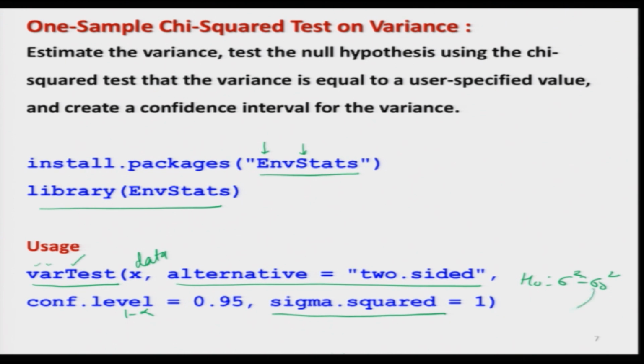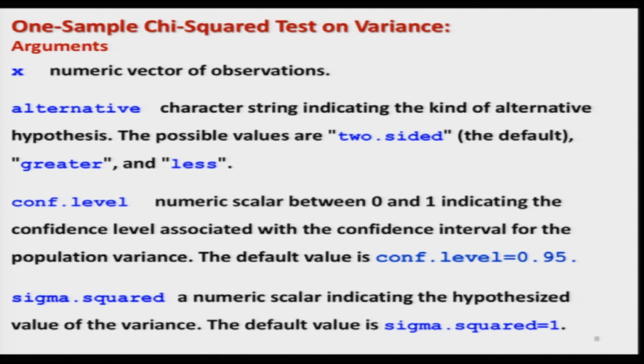Right. So, this is the value of your sigma naught square, and these are the same things which I just explained: x is the data vector, alternative gives the type of hypothesis that you want to consider, confidence level is 1 minus alpha, and sigma dot squared is the value of sigma naught squared. And you have to just keep in mind that if you do not give any value, the default value here is taken as 1.